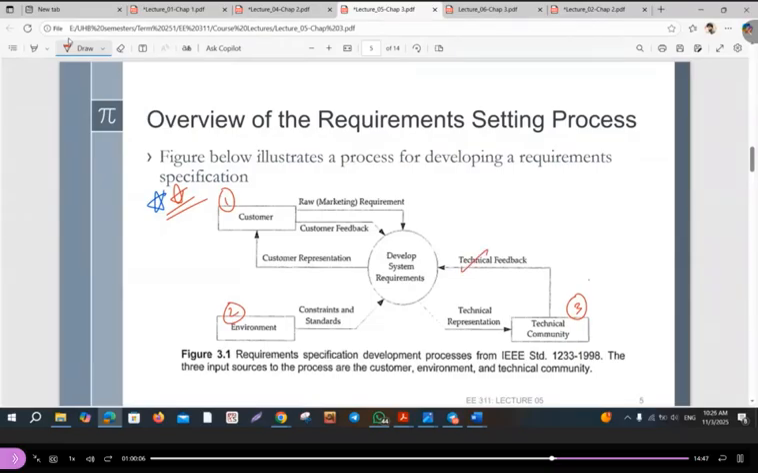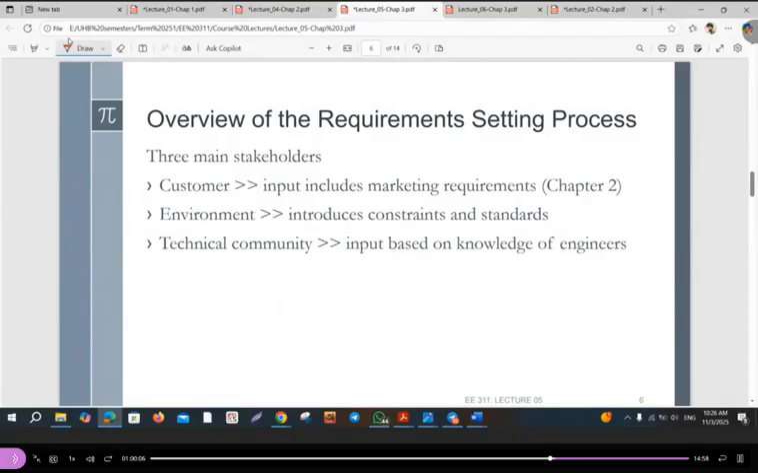Okay, and then this one. Yeah, so the properties of an engineering requirement. Okay, so abstractness, verifiable, ambiguous, and traceable. Okay, so you should know this.